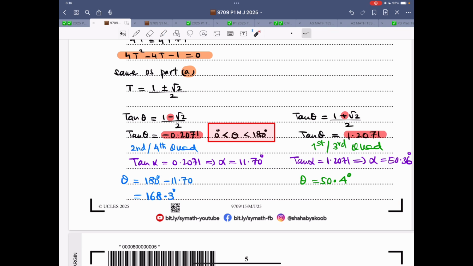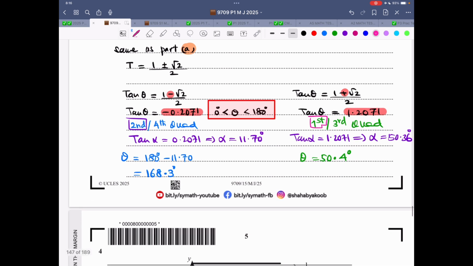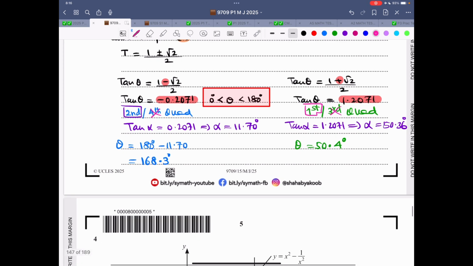When tangent is positive, that's the first and third quadrant. When tangent is negative, that's the second and fourth quadrant. But we are limited. We are not talking about one single revolution. We are talking about between 0 and 180. So now, when we are talking about between 0 and 180, we are just focusing on the second quadrant. And similarly, we are just focusing on the first quadrant. So the fourth quadrant is not relevant. The third quadrant is not relevant in this particular question.